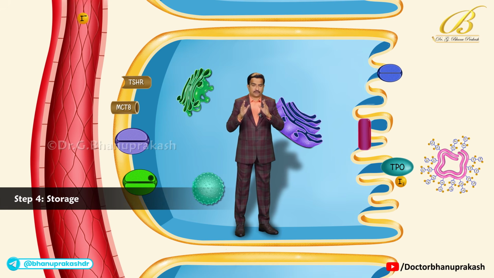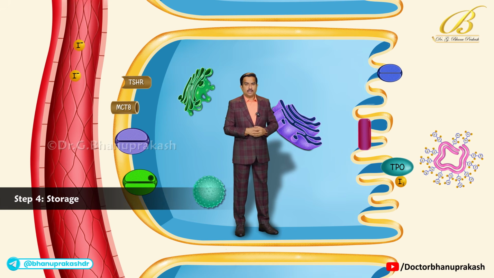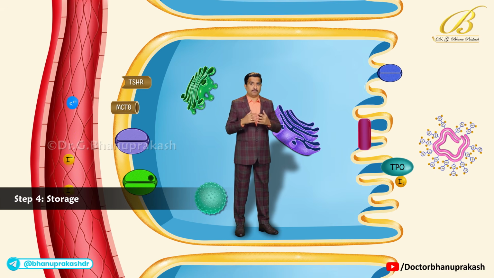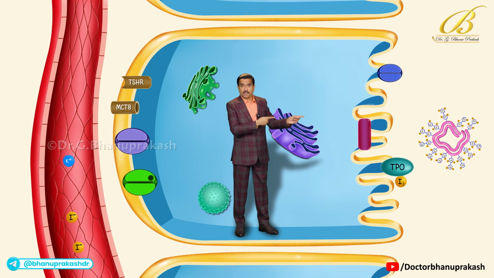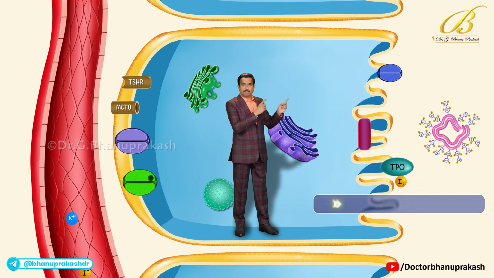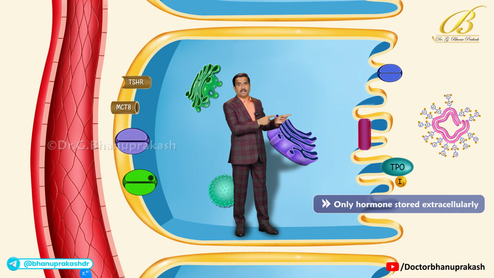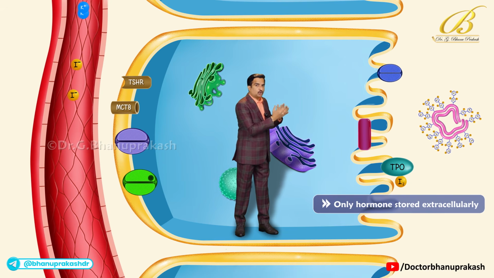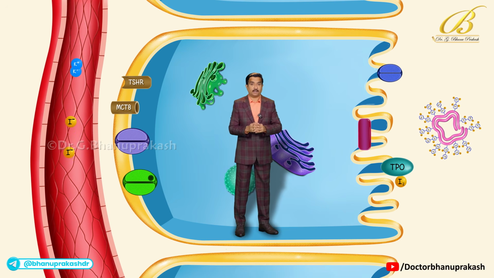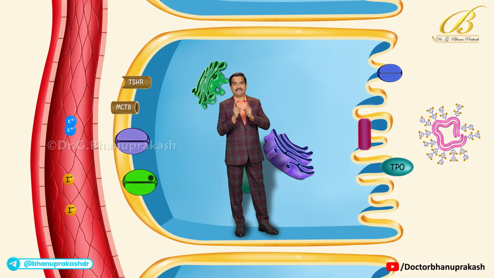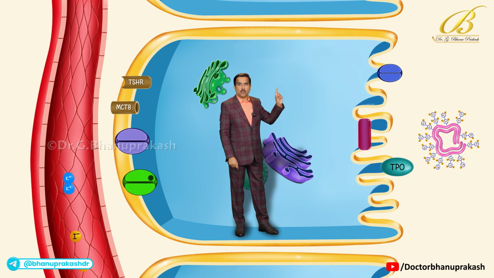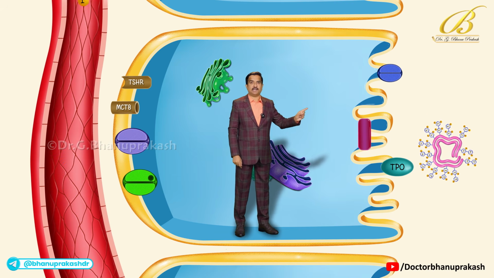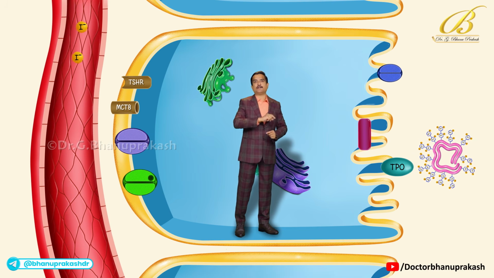Now you have to focus on step 4, which is the storage. T3 and T4 are synthesized, but the body does not require T3 and T4 immediately. So they need to be stored somewhere. The synthesized T3 and T4 remain bound to the thyroglobulin, and they are stored in the follicular lumen until the body needs them. This is one of the only hormones stored extracellularly in such large quantities.